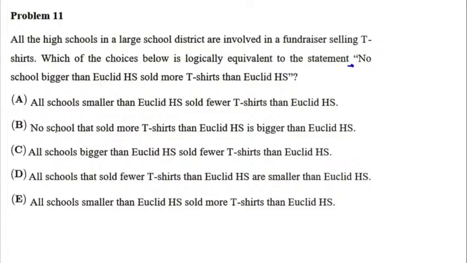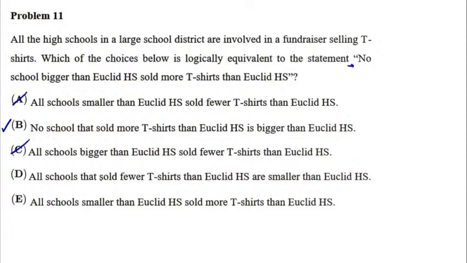B. No school that sold more t-shirts than Euclid High is bigger than Euclid High. Yes, it is correct. Because if there exists at least one school that sold more t-shirts than Euclid High and is bigger than Euclid High, the statement will be wrong. So B is correct. C says all schools bigger than Euclid High sold fewer t-shirts than Euclid High. No, they could sell exactly the same number that Euclid High sold.